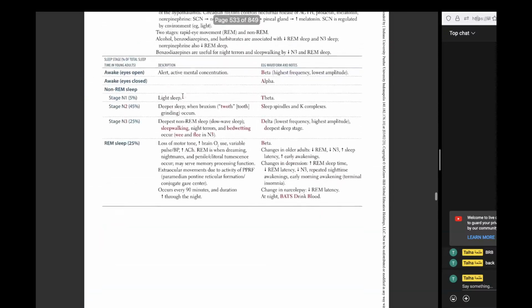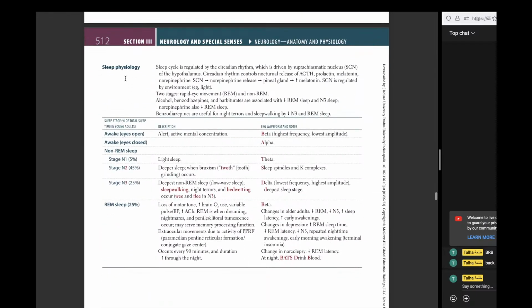So sleeping is driven by the suprachiasmatic nucleus of the hypothalamus. Circadian rhythm controls nocturnal release of ACTH, prolactin, melatonin, and norepi. SCN to norepi release to pineal gland increases melatonin. SCN is regulated by the environment, light. So 2 stages: rapid eye movement, REM, and non-REM. Alcohol, benzodiazepines, and barbiturates are associated with decreased REM sleep and N3 sleep. Norepi also decreases REM sleep. Benzodiazepines are useful for night terrors and sleepwalking by decreasing N3 and REM sleep.